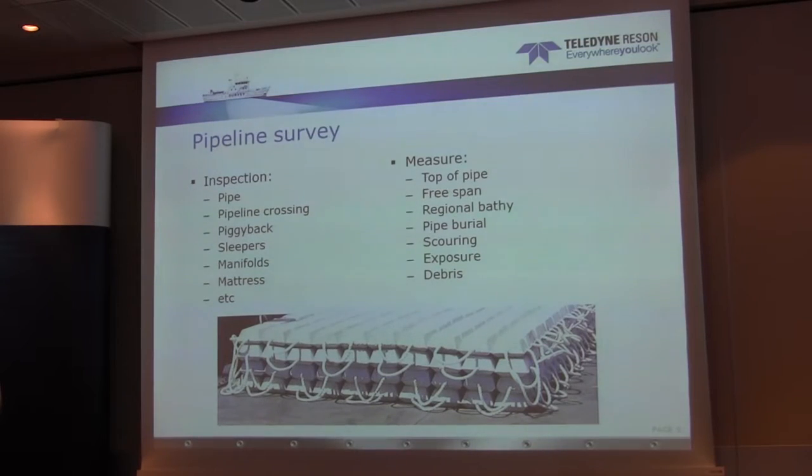So when you're looking at a pipeline survey, we're obviously looking for the pipe, but also lots of other objects. Think about pipeline crossings, a piggyback, sleepers, manifolds, mattresses that cover the pipe. So a lot of things to look at, and then also a lot of things to measure. So we're measuring the top of the pipe, free spans, the bathy around it, pipe burials, scouring, exposures, debris, all that. And all that kind of information is something you can get with a multibeam sounder, whether you analyze the bathy or the backscatter. Maybe not so much the pipe burial, you probably use a pipe tracker for that.